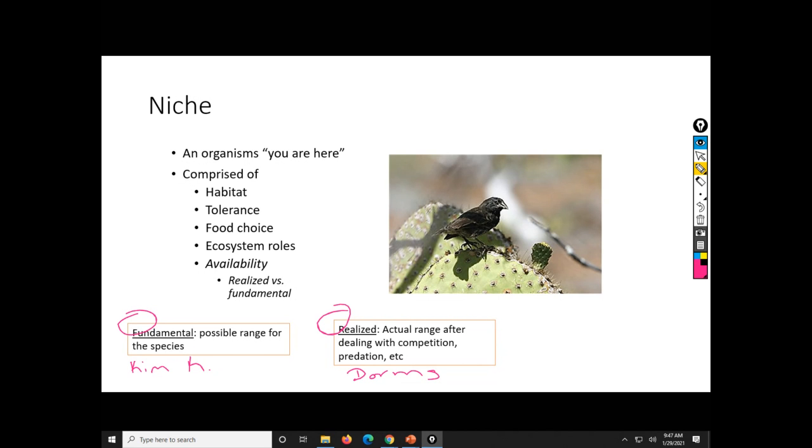Okay, so this is what we mean by realized niche. What is the smallest version of the original habitat and environment that we asked for that you could still live in? Say again? That's a good way to think about it, sure. So idealistic being sort of the fundamental, and realistic being much like the realized.